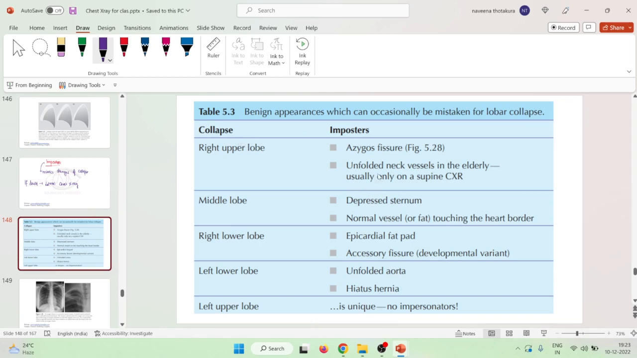Similarly, a depressed sternum or some normal fat present in the heart border might mimic a middle lobe collapse. If there is any epicardial fat pad or accessory fissure, these can also mimic right lower lobe collapse. If there is an unfolded aorta or hiatus hernia, it might mimic left lower lobe collapse. Whereas left upper lobe collapse is the only unique presentation with no impersonators.